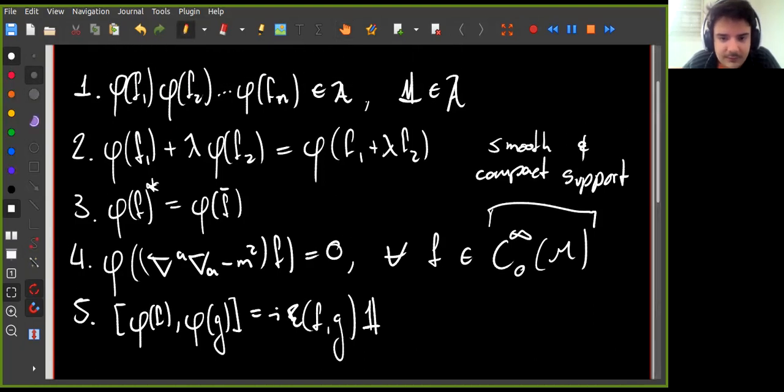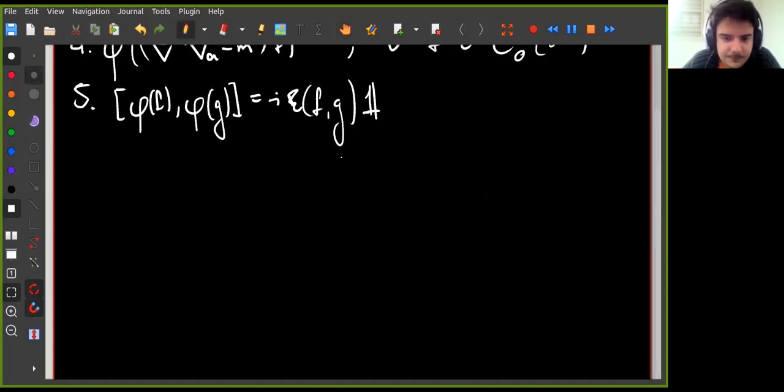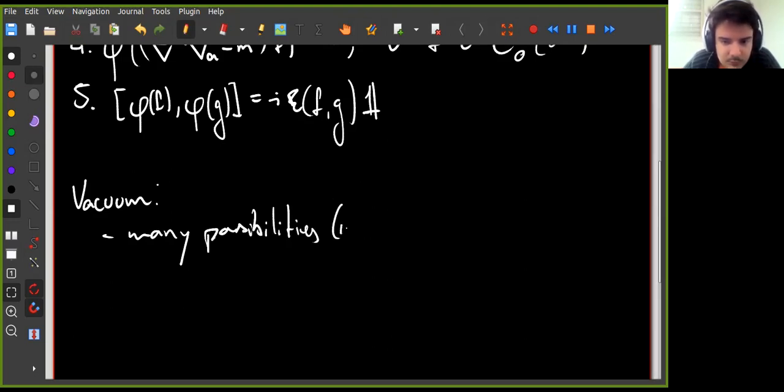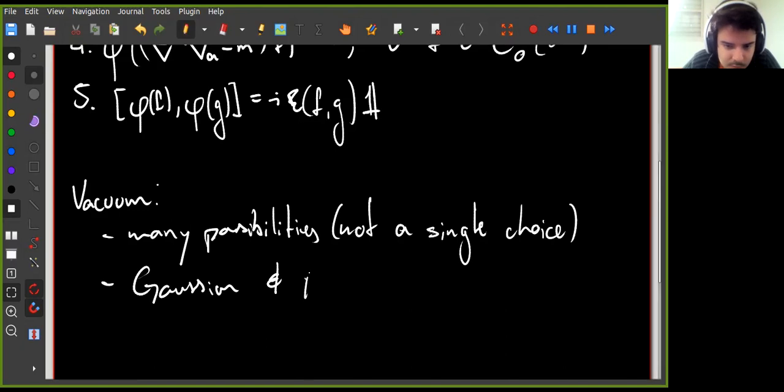So this was our main discussion last time. Besides this, we started discussing some important states. Namely, we discussed what is a vacuum in QFTCS. There are many possibilities, not a single choice. And we require them to be Gaussian and pure.